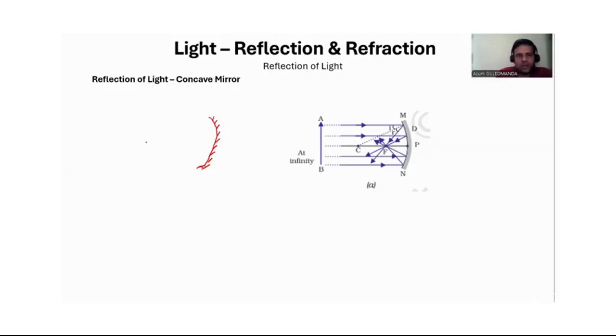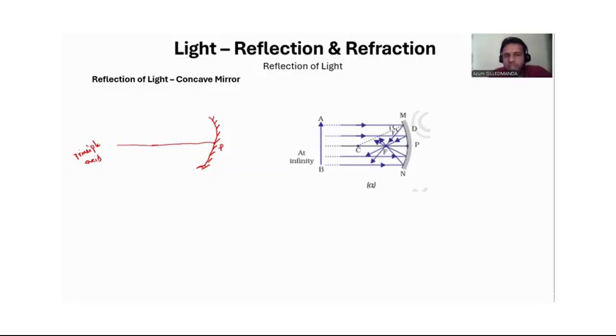So this is convex. In a mirror, the center point we denote as P, that is the pole of the mirror, the center of the mirror. And if you draw a line perpendicular through the pole, that is the axis, we call it the principal axis.